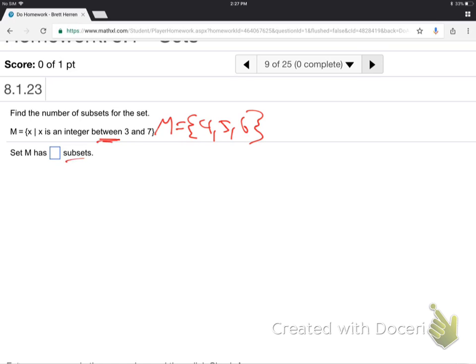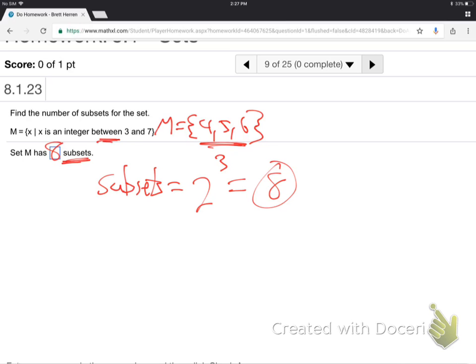Remember, they want me to figure out how many subsets. So how do I figure out how many different things I can do? How many sub-collections? It's 2 to the power of 3, because there's 3 items, so it's 8. Done. So that's what they want here. 8 subsets. There's 8 different sub-collections. So when there's 3 items, it doesn't matter if they're 3 numbers or 3 candies or 3 whatevers. There's 8 different things you can do. 2 to the third.